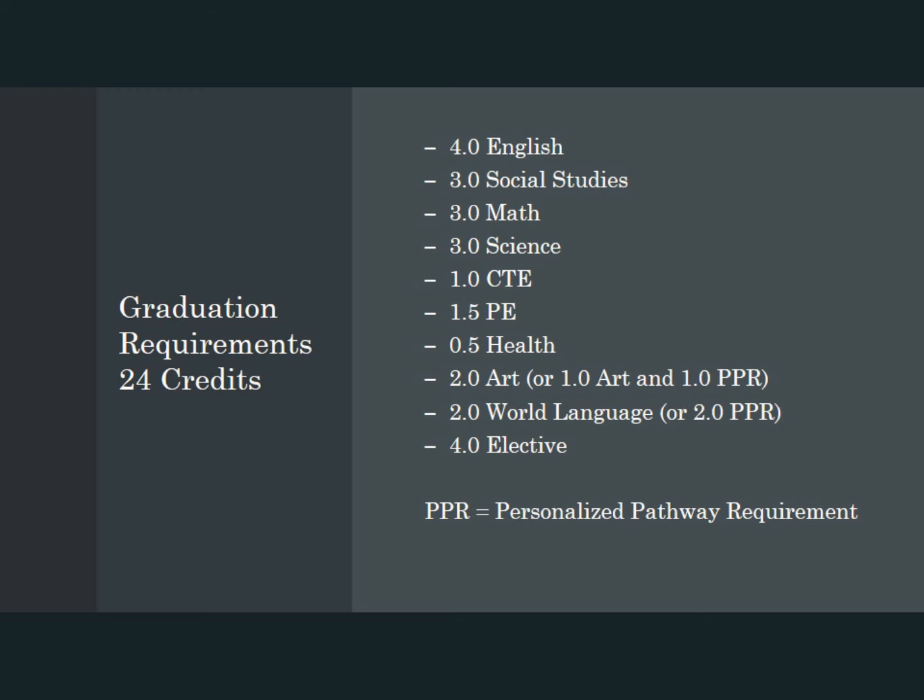Students need to complete 24 credits in order to graduate from high school. This is an outline of how many credits in each area you need to complete in order to graduate.